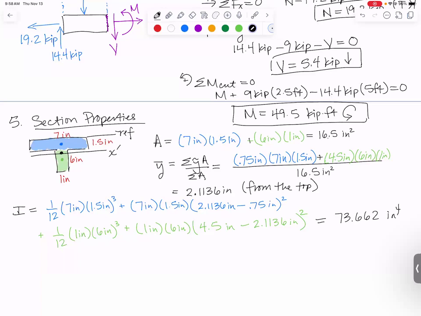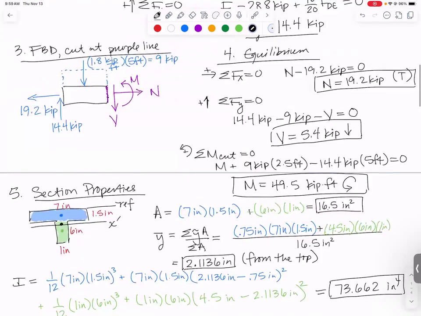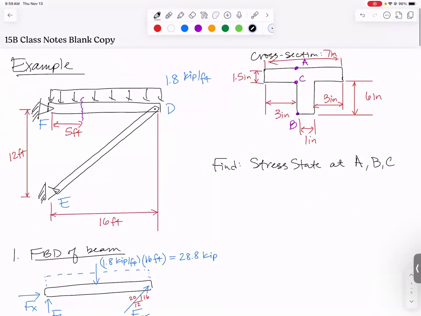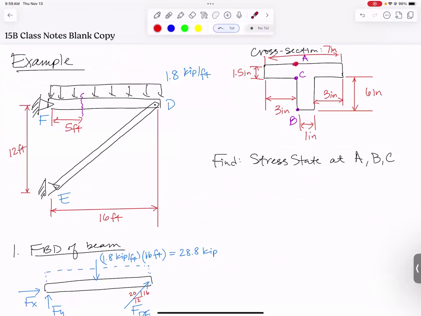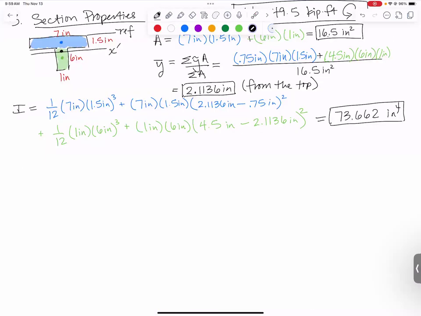Let me circle what we found so far. We found the total area. We found the location of the centroid. We have found the moment of inertia. We need to find Q. They're asking us to find the shear stress at 3 locations, point A, point C, and point B. Here's our cross section. They want us to find the stress up here at point A on the top, down here at point B on the bottom, and at point C, right at the transition between the two shapes.